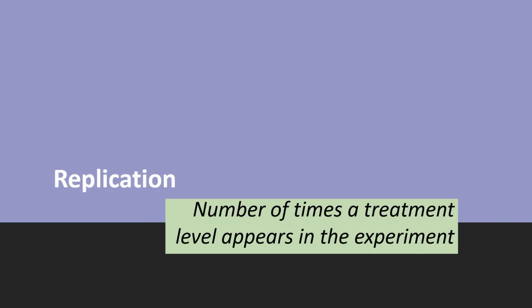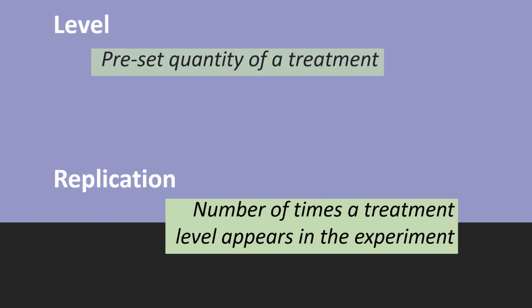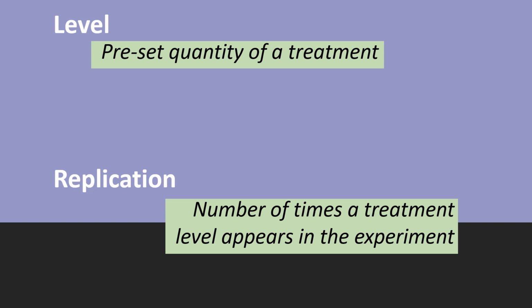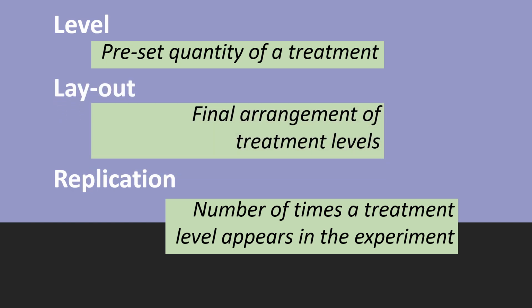We have the term replication. Replication refers to the number of times a treatment level appears in the experiment. How many times? Next, when we say level, level refers to the preset quantity of a treatment, and we need to lay out our treatment, or this is considered to be the final arrangement of the treatment levels.